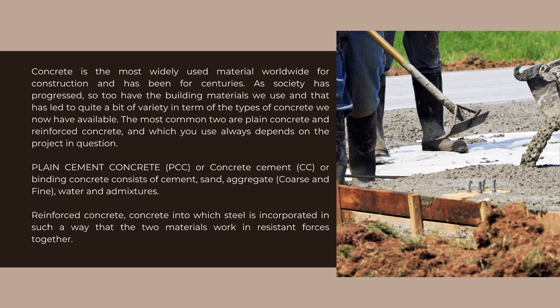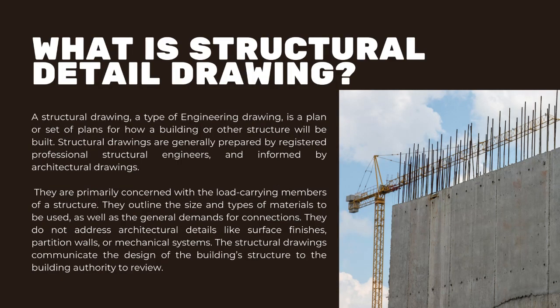The most common two are plain concrete and reinforced concrete, and which you use always depends on the project in question. Plain cement concrete, PCC, or concrete cement, CC, or binding concrete consists of cement, sand, aggregate (coarse and fine), water and admixtures. Reinforced concrete is concrete into which steel is incorporated in such a way that the two materials work in resisting forces together. What is structural detail drawing?